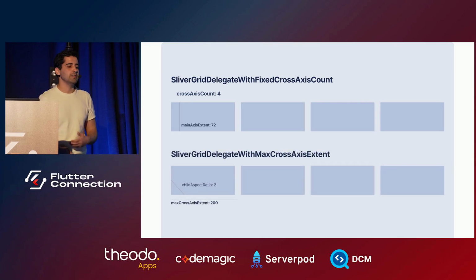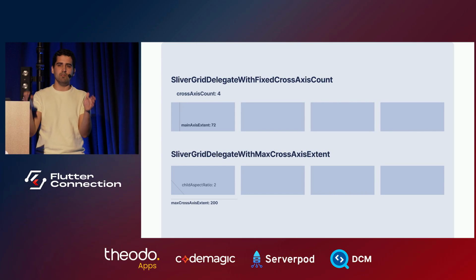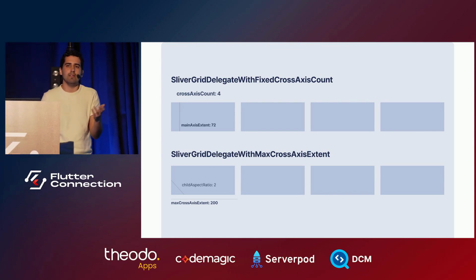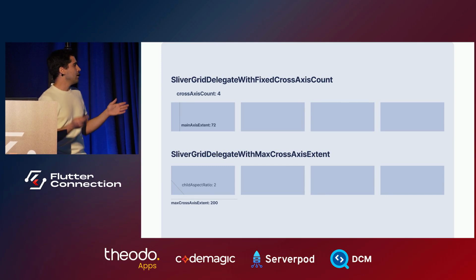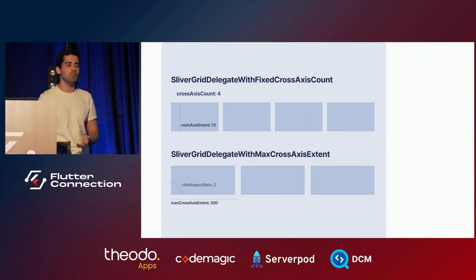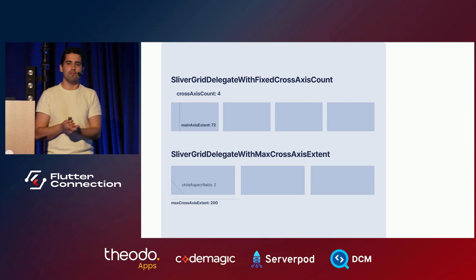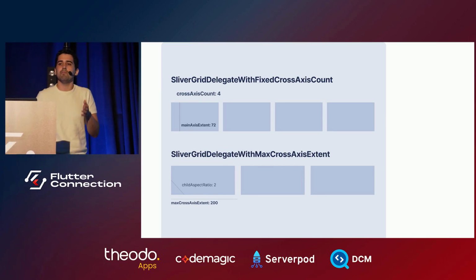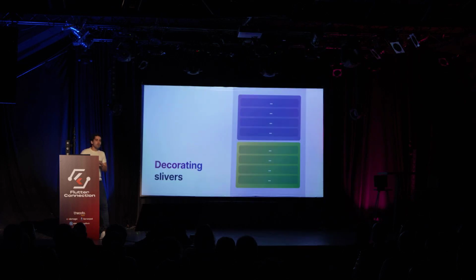The other option is the max cross-axis extent. That is like, I want each item to be 200 maximum, and then it calculates how many can fit. So if I have 800 width, it can only fit 4 items. They look maybe very similar, but as soon as we resize the view to make it smaller, we can see the difference. The first one still keeps the 4 items, but the second one is only able to fit 3 of them.